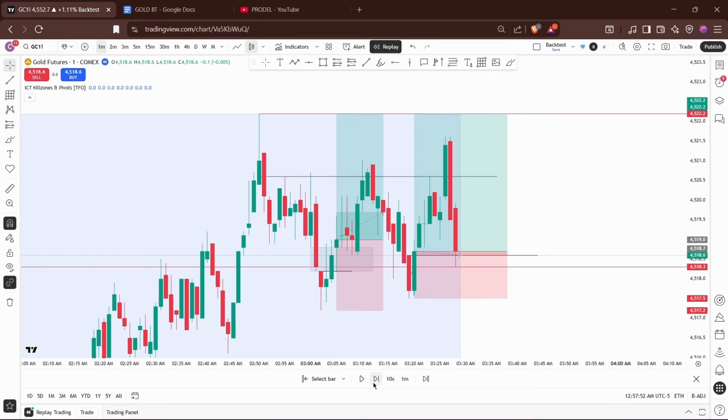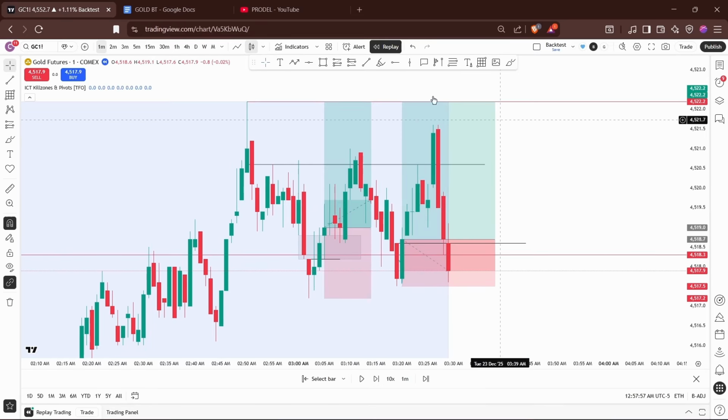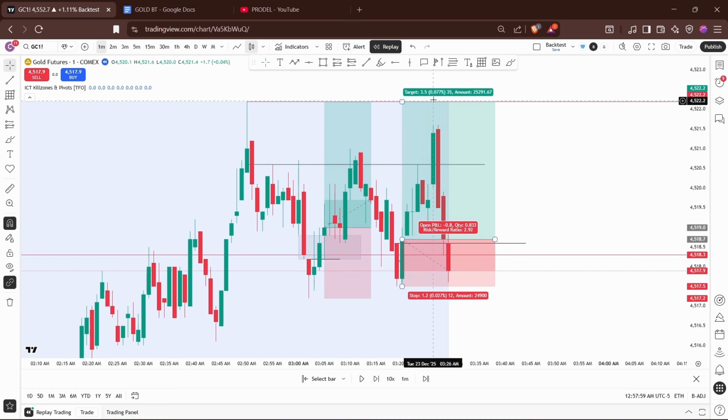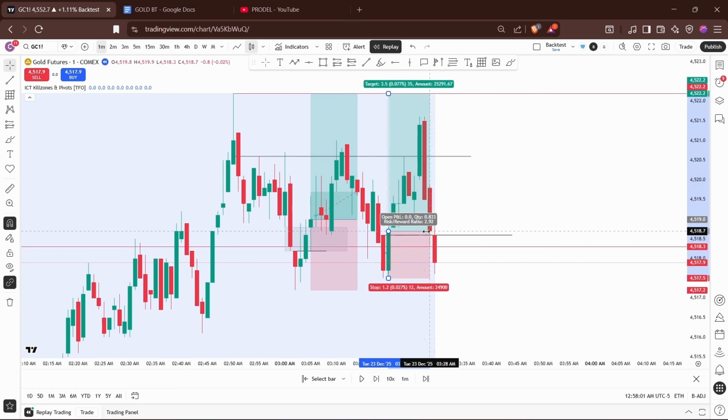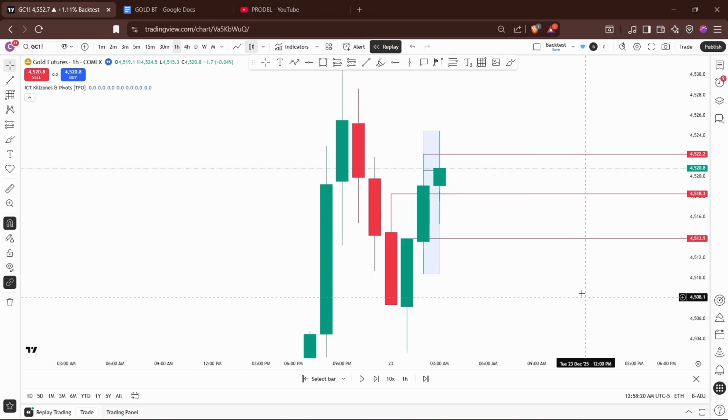And let's see. It's not taking our target, so it hits our break-even point again. And let's see another trade.